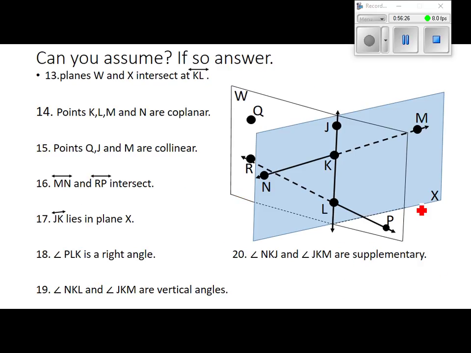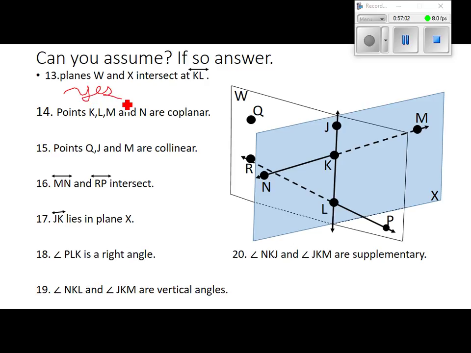Next one, can you assume? We're going to tell whether we can assume it from the picture or not. Planes W and X intersect at line KL. Is that what the picture looks like? Does everybody see the clear plane and the blue plane and how they sort of go through each other? Sort of hard to tell. Again, my drawings aren't the greatest. You might be better off looking at the book. Those 2 planes intersect each other at line KL. Yeah. So we can get that from the drawing.